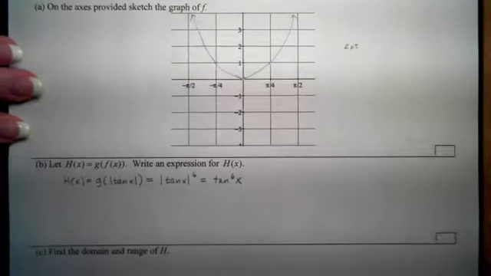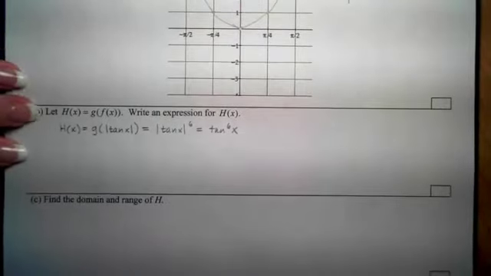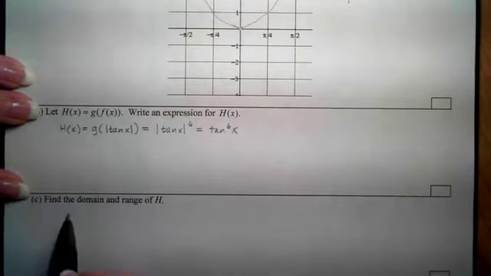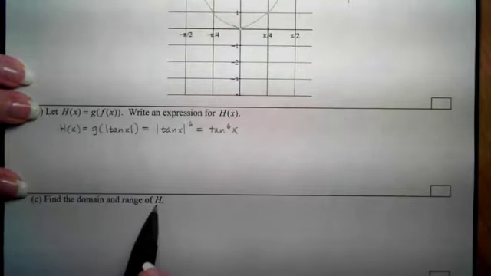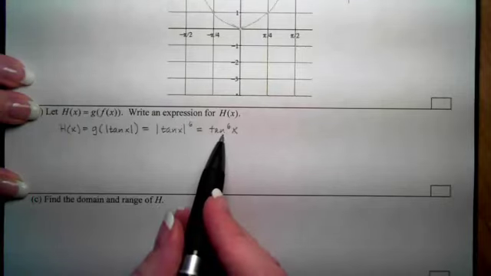Otherwise you'll have a piecewise function that can get kind of messy. Part C says we want to find the domain and the range. So that means we got to think about what causes problems for tangent.